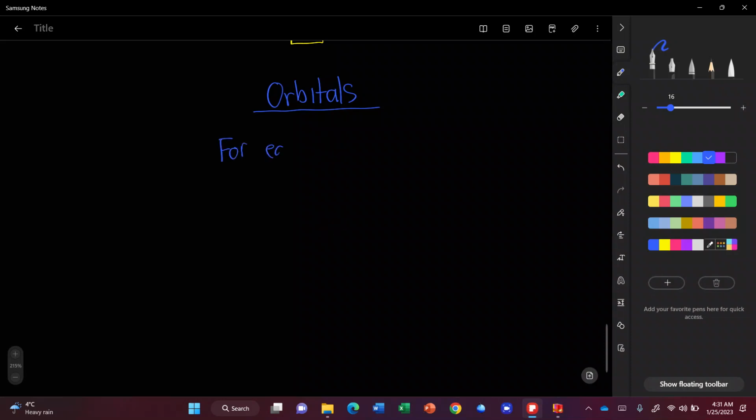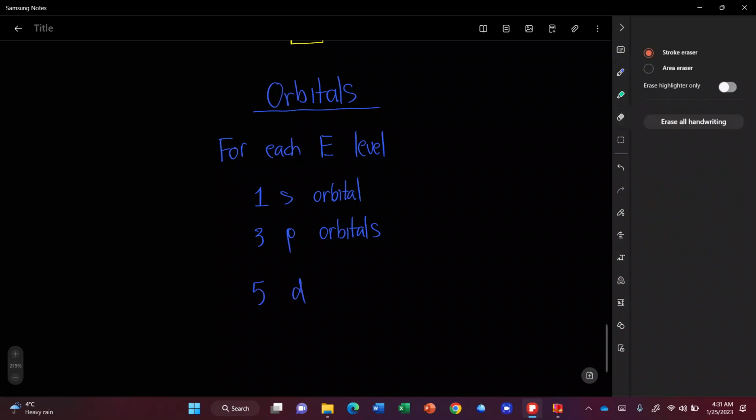for each energy level in an atom, right? So atoms have multiple little energy levels. So for each energy level, you have one s orbital, and you have 3 p orbitals. You also technically have 5 d orbitals, but in this Orgo class, we're not really going to be using d orbitals at all, so you really just need to know about this, right?